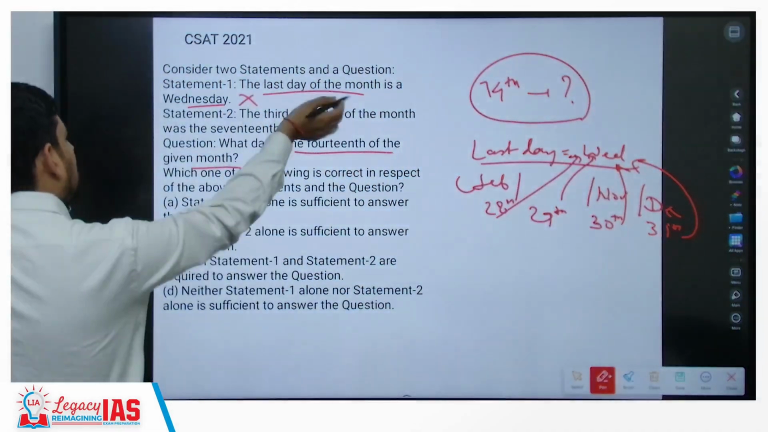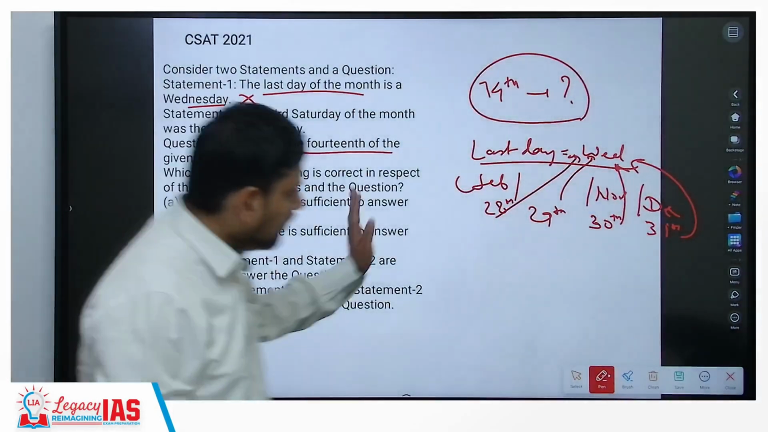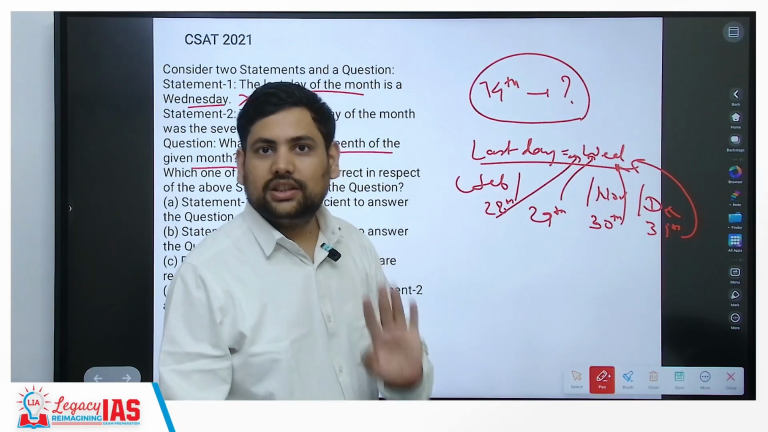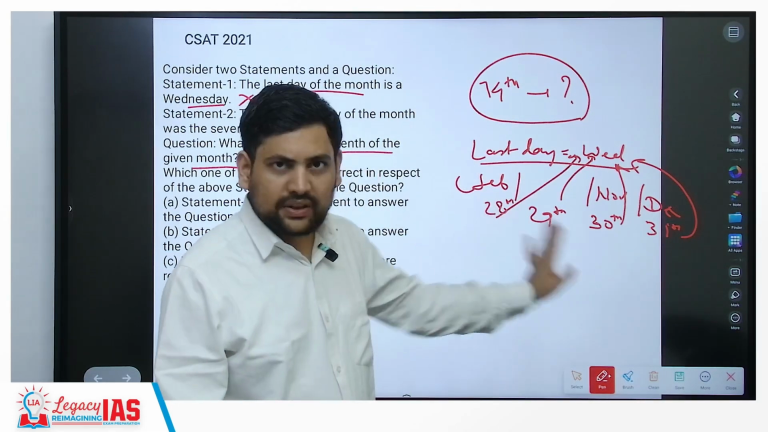The last day of the month is Wednesday, does not matter. Four possibilities are there. Even the next statement will not help with this, it will have no use. Ultimate point. Okay, so the first statement is not enough.